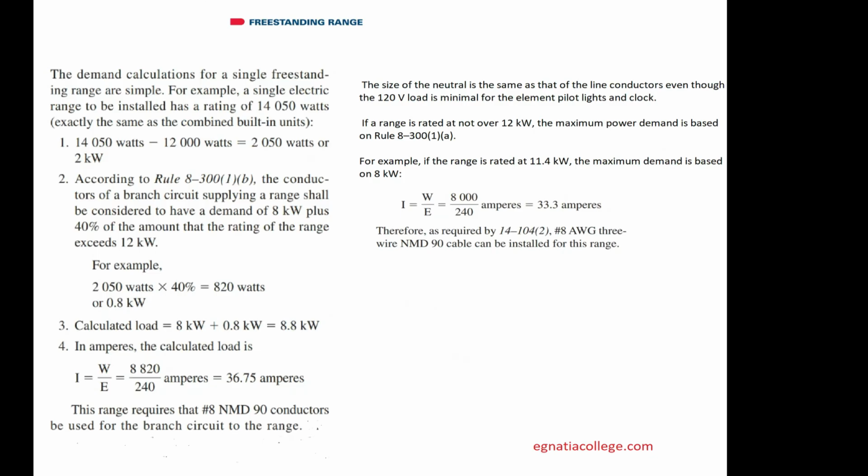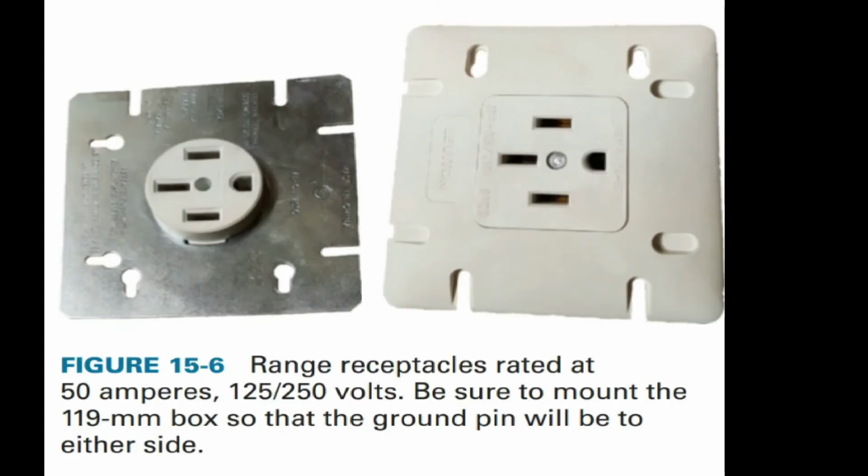Freestanding range. The demand calculations for a single freestanding range are simple. Here is one example. You can pause the video and look at the calculations. The disconnecting means for a freestanding range having a demand of 50 amperes or less shall be a cord and plug.